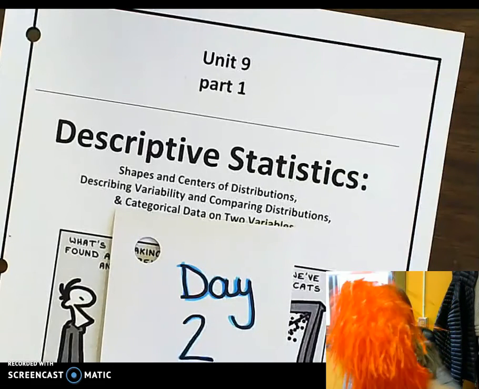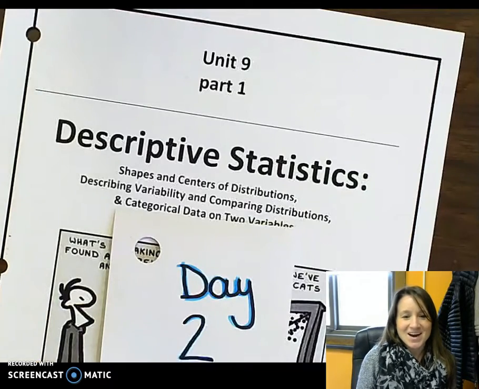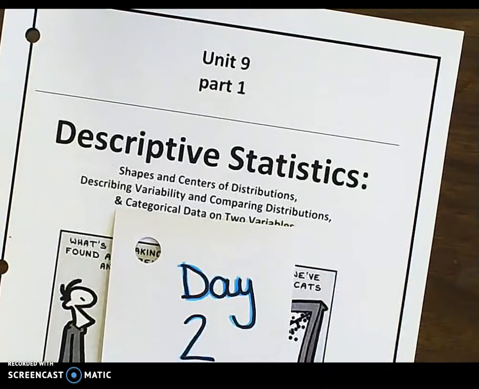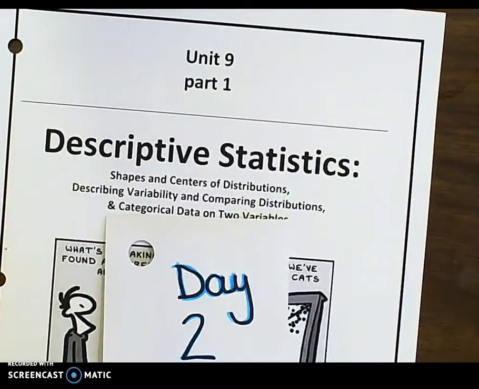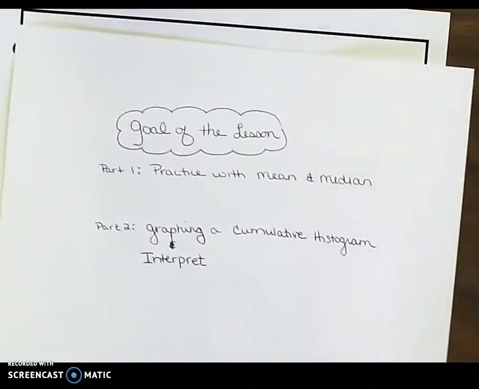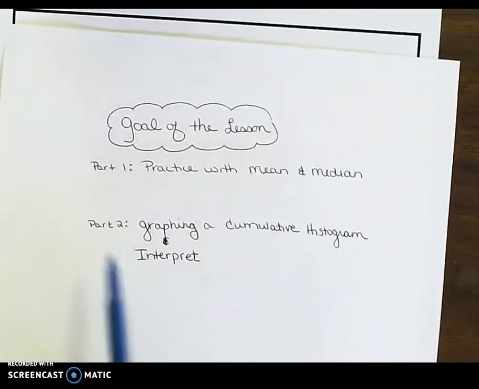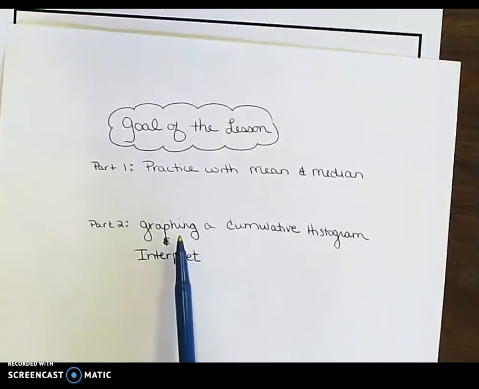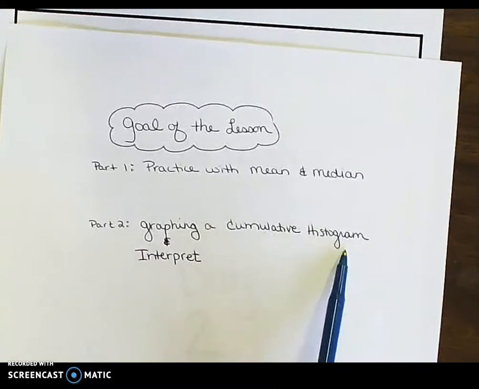Ladies and gentlemen, today is day number 2 of descriptive statistics. All right, let's go ahead and take a look at our goal for today. So today we should be working in our packets again, but today we are on day number 2. Our goal for today is to practice with the mean and the median. Also, part 2 for today's goal is to graph and interpret a cumulative histogram.